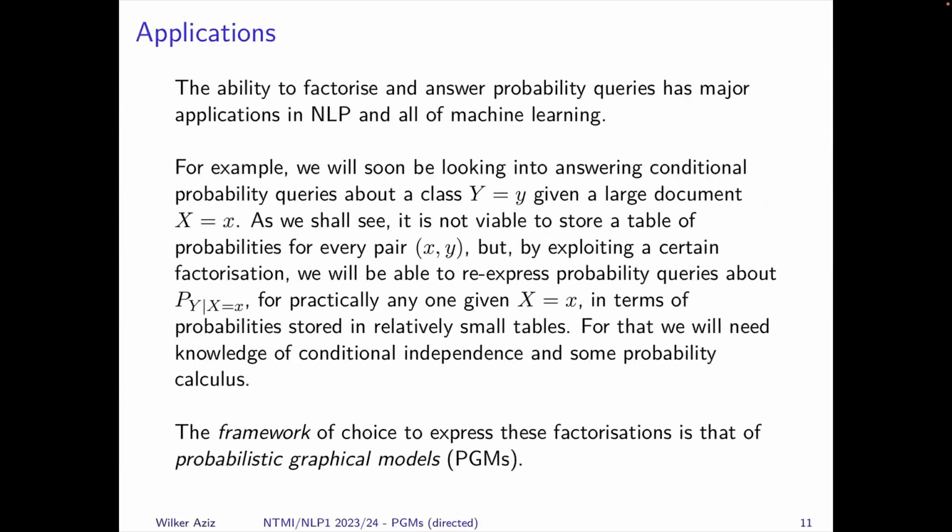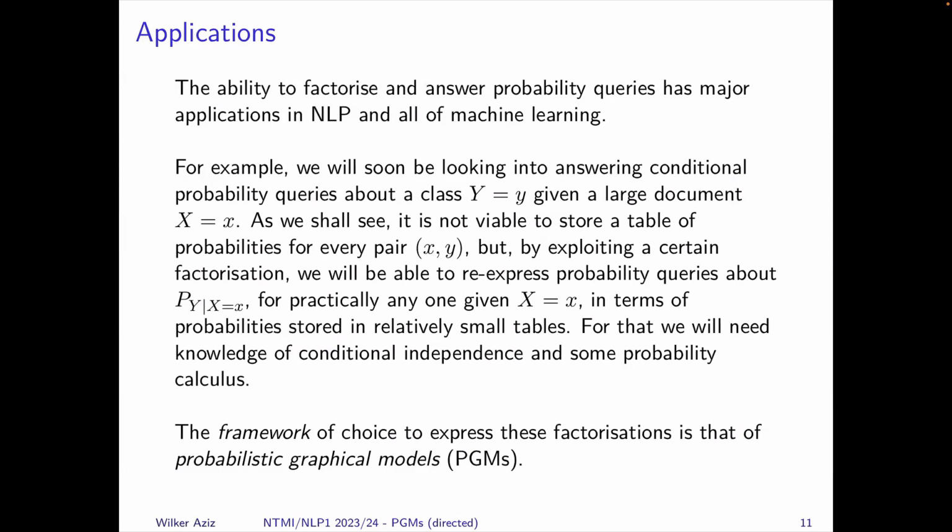So the ability to factorize and answer probability queries has major applications in NLP and really in all of machine learning. We'll soon be looking into answering conditional probability queries, for example, in NLP about a class. That might be a sentiment level, given a large document. So this is a sequence of tokens. And as we will see, it's not viable to store a table of probabilities for every pair. Actually, my initial slides had the example. That table would grow forever because there's always going to be a new X, a new document that could be part of that table. So if we just hope to store these probabilities, that's not going to work.